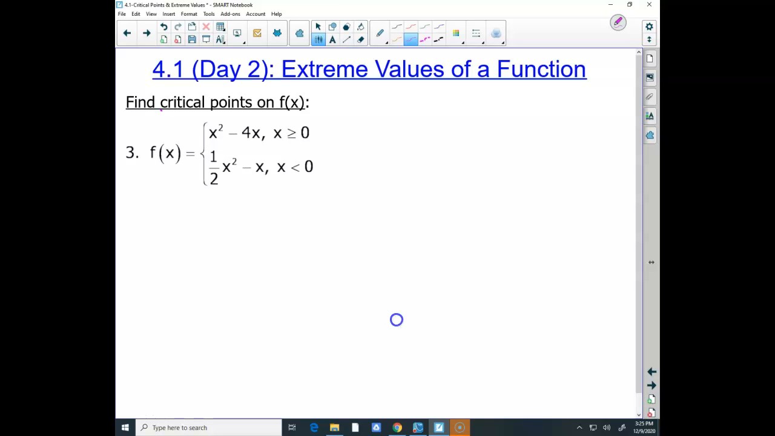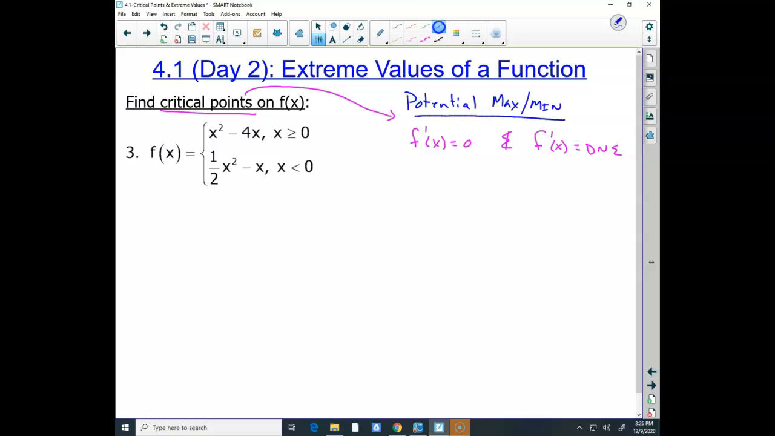But find critical points. Remember, what are critical points? Critical points are when f prime of x equals 0 and when f prime of x does not exist. Okay? They are potential max and mins. And we're going to do this last piecewise function that we didn't do yesterday.